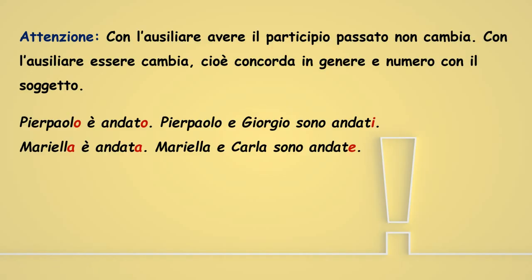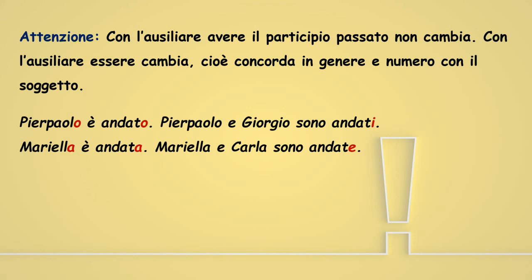Pay attention to this. With the auxiliary verb to have, the past participle never changes, but it does change and has to agree in gender and number with the subject if we use the auxiliary verb to be. For example, Pierpaolo e Giorgio sono andati. Here, plural masculine. Mariella è andata.